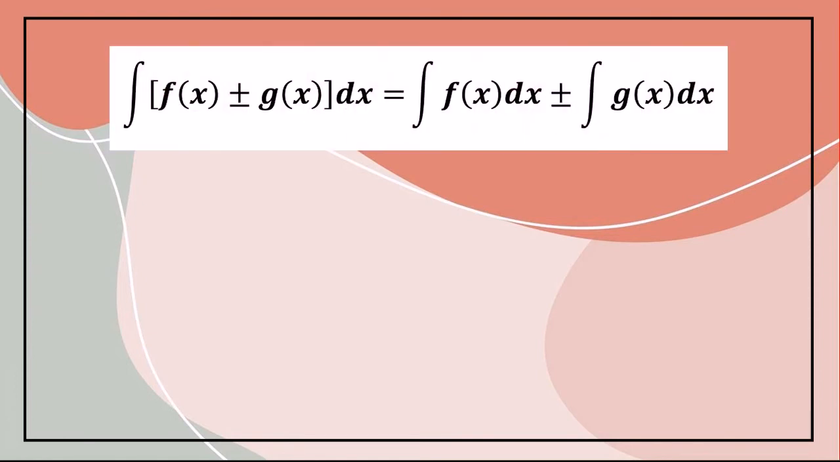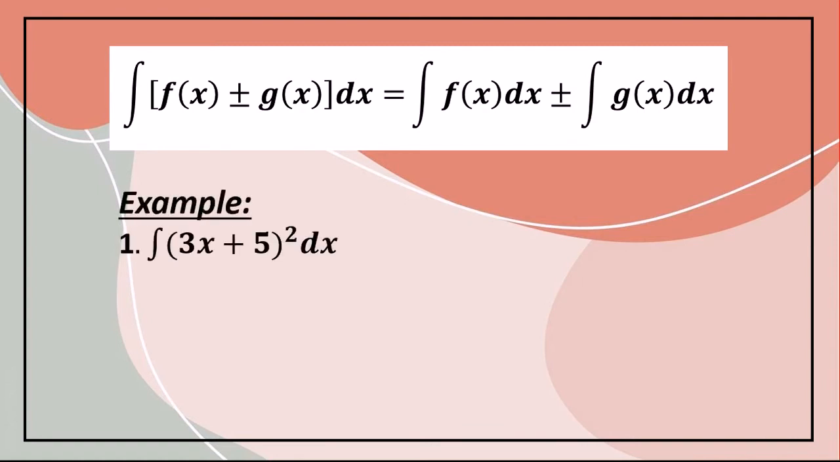The next property is the indefinite integral of the sum and difference. The integral of a sum or difference of functions is the sum or difference of the individual integrals. This rule can be extended to as many functions as we need. For an example, the indefinite integral of the quantity 3x plus 5 raised to the power of 2 dx.